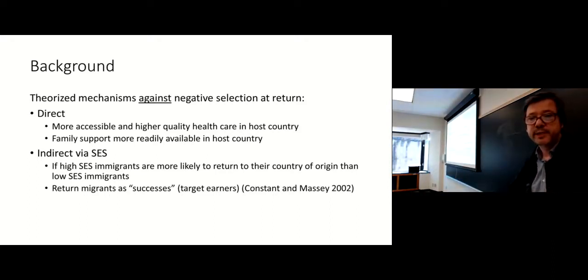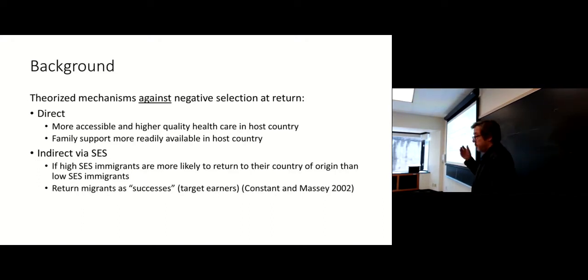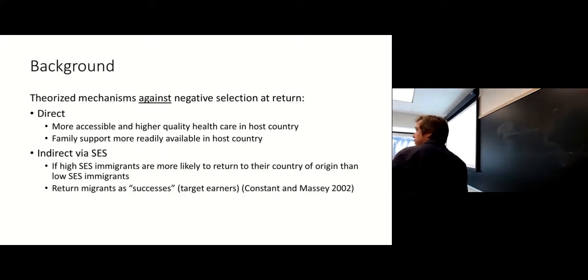And also, there could be some indirect effects via SES here as well, if in fact it may not be the low SES immigrants, but the high SES immigrants who are more likely to return to their country of origin. And that's the whole concept of thinking of return migrants as successful migrants in the migration literature, with the idea that immigrants might be target earners, and once they reach their target, for example, they want to build a house in their country of origin, once they hit the target, then they return. So, if return migration takes place that way, we should not expect this kind of negative selection with respect to either SES or health.